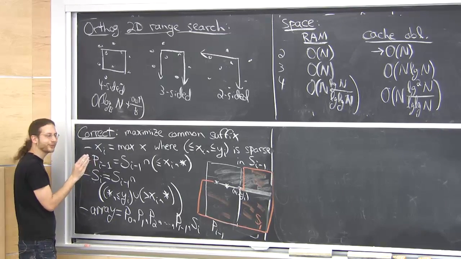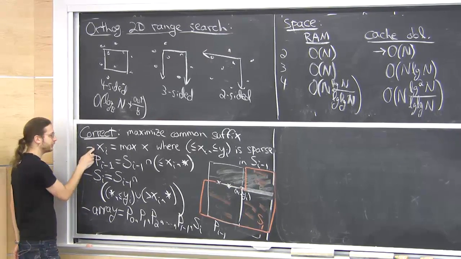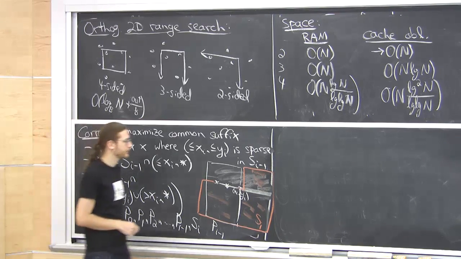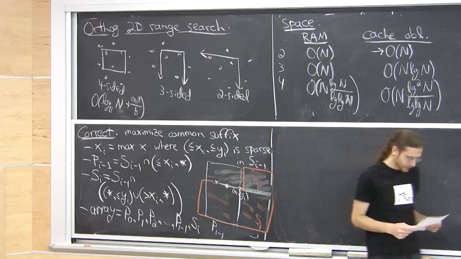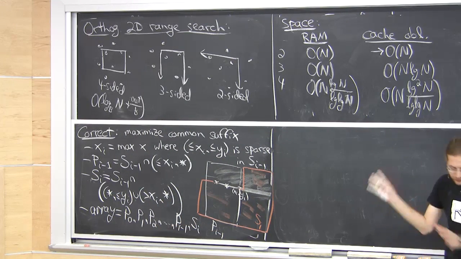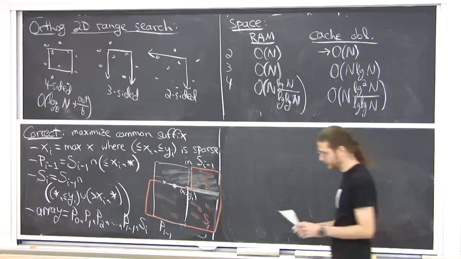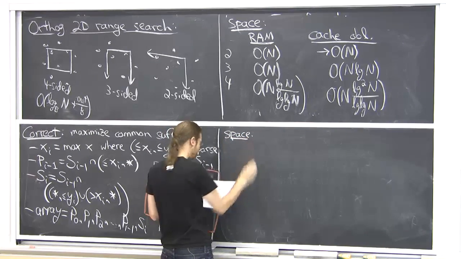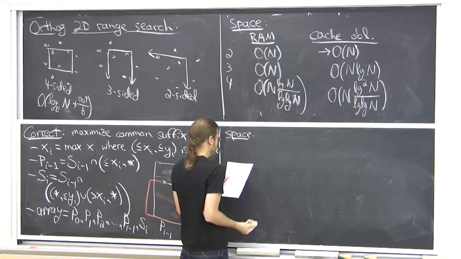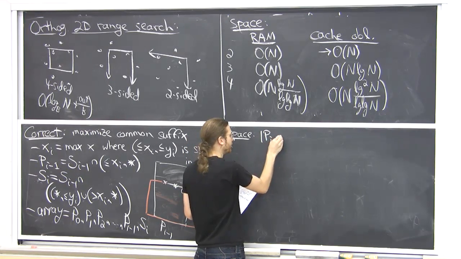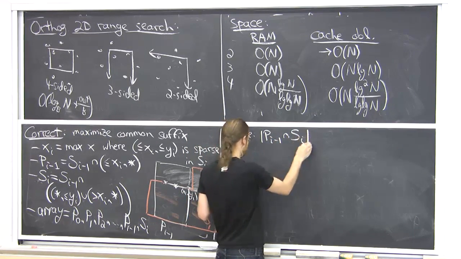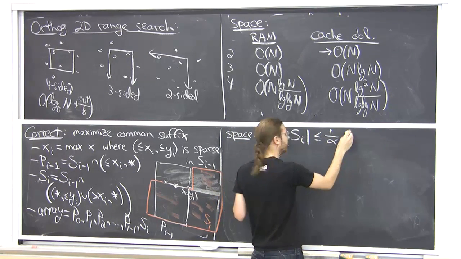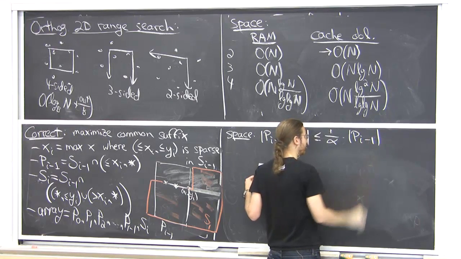So the y_i definition is the same. Sorry, it's a little weird. x_i is new, P_i is new, and S_i is new. Okay. At this point, it's this algebraic weird thing. But here's the cool thing. For the space bound, the claim is |P_{i-1} ∩ S_i| is less than or equal to 1/alpha times |P_{i-1}|.